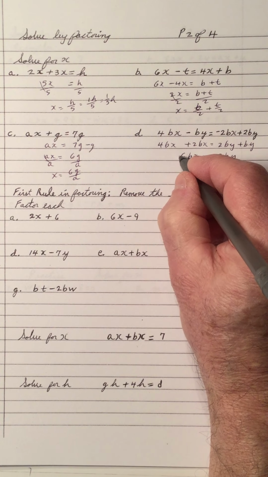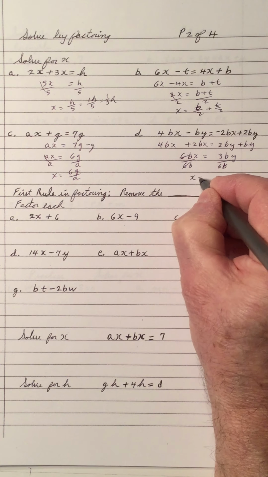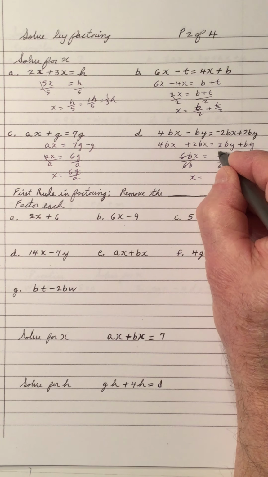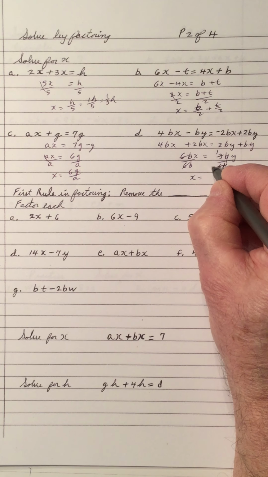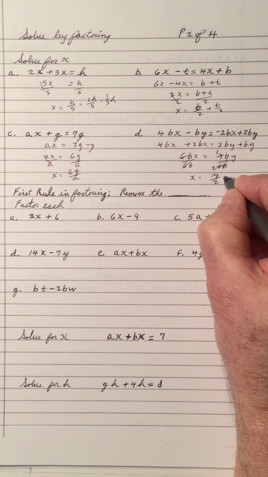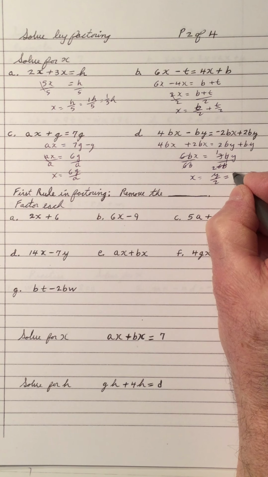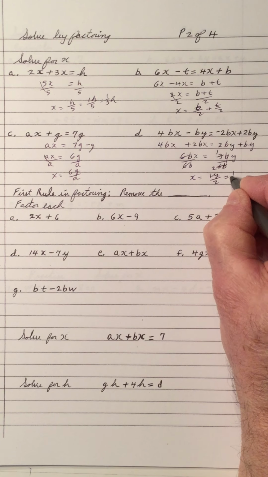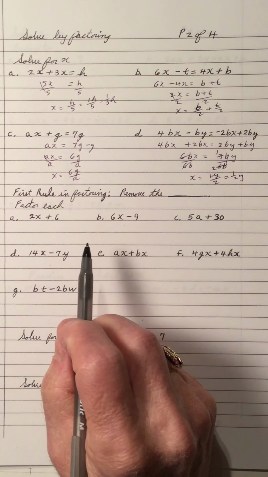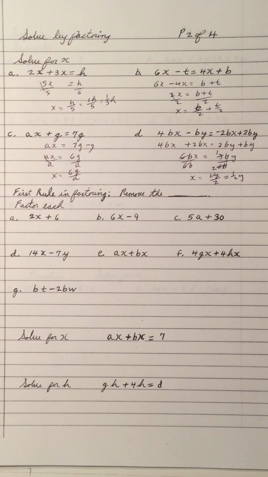6b cancels out to give me x, and the b's cancel out, and 3, and notice the 3 goes once, and the 6 goes 2, so I have a 1y over 2, or a 1 understood to be there, I could have 1/2 y. Let's continue. Notice I'm just reviewing now.